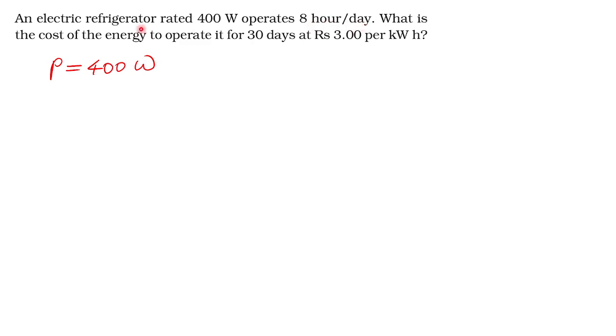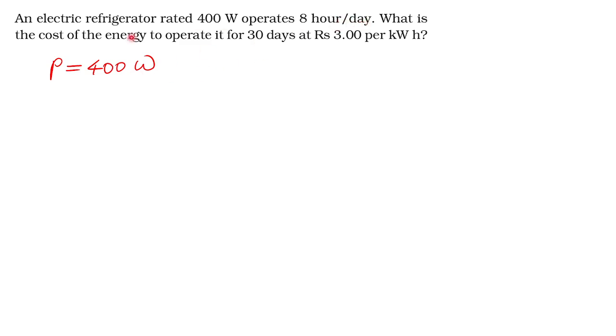8 hours per day, the fridge is operating 8 hours in a single day. You understood the meaning? The fridge is on for continuous 8 hours in a day. The rest of the time the fridge is not used, it is off.